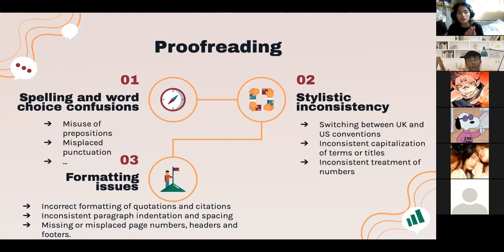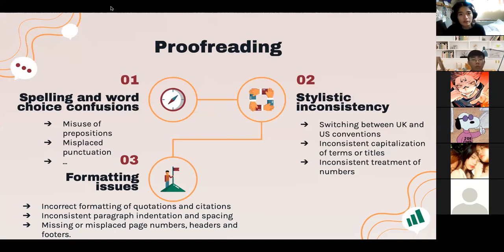This one, I think a lot of people overlook, the formatting issue in your paper, about the quotations, the citations that you have in your paper, whether you're using the right formatting or not. Pay attention to that. And also, it might appear to be insignificant, but the paragraph indentation and the spacing, make sure that you keep them consistent also. Page numbers, headers and footers, all of those things are also important to look out for. And those are basically the main subjects that you want to look at for your proofreading process.